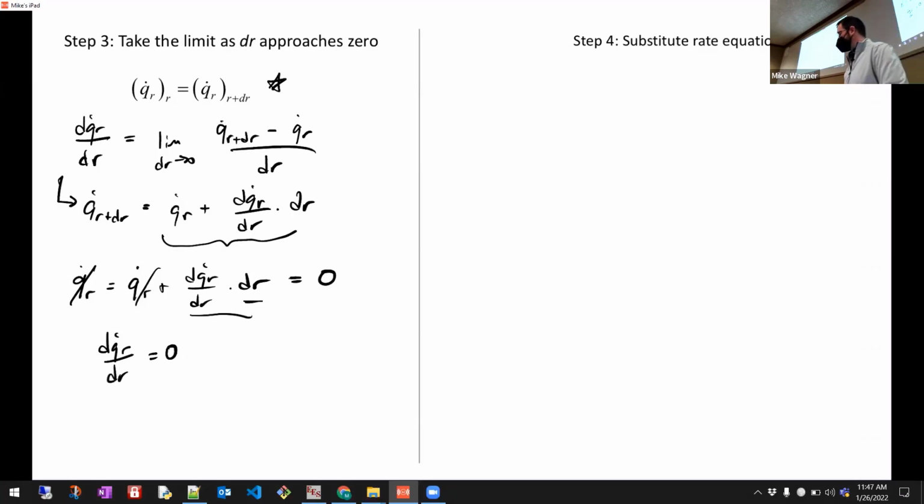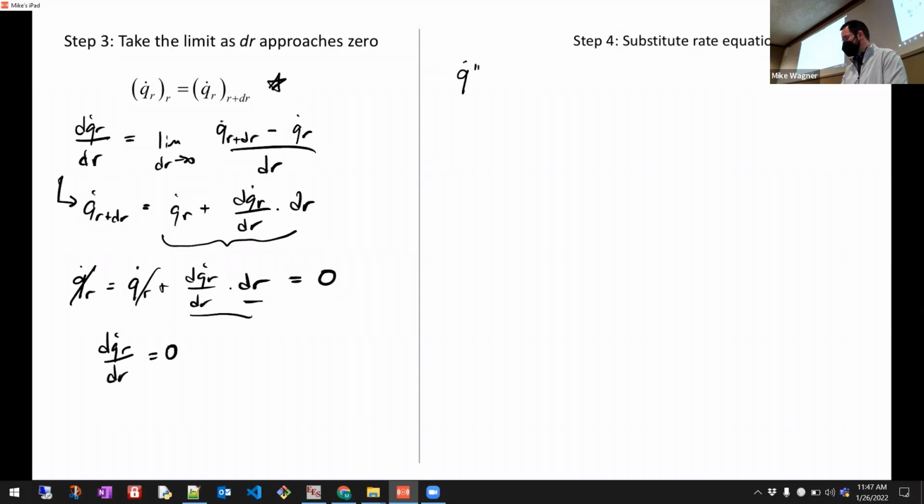Okay, step 4, substitute this into the rate equation. So what is our rate equation, by the way? Our rate equation is a way of relating heat transfer to temperature. If we want to calculate heat transfer and relate that to temperature, we need an equation that does that for whichever mode of heat transfer we're using. So for conduction, our rate equation is Fourier's law.